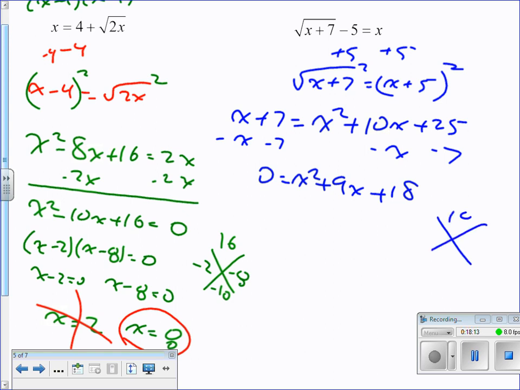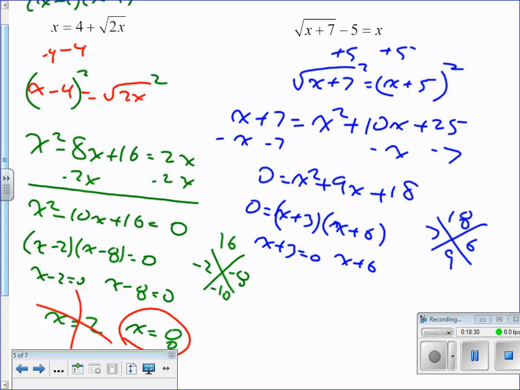Two numbers that multiply to give me 18 that add to give me 9. 3 and 6, and they're both positive, 3 and 6. So I get 0 equals x plus 3, x plus 6. So x plus 3 equals 0, x plus 6 equals 0. So x equals -3, and x equals -6.